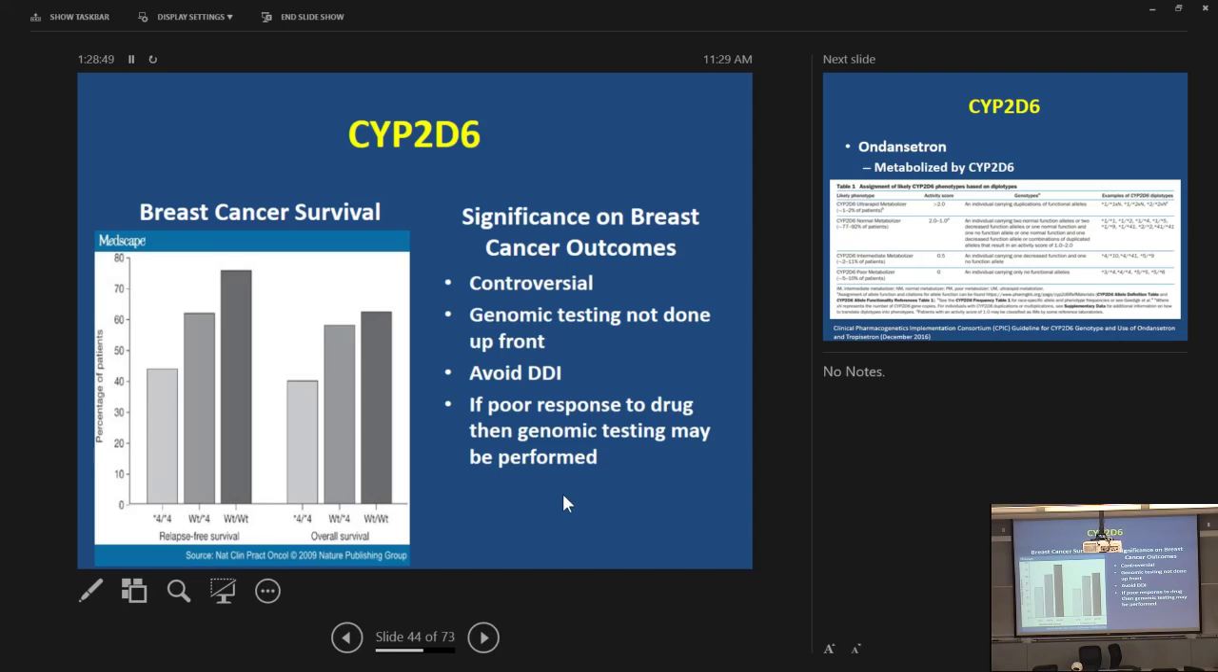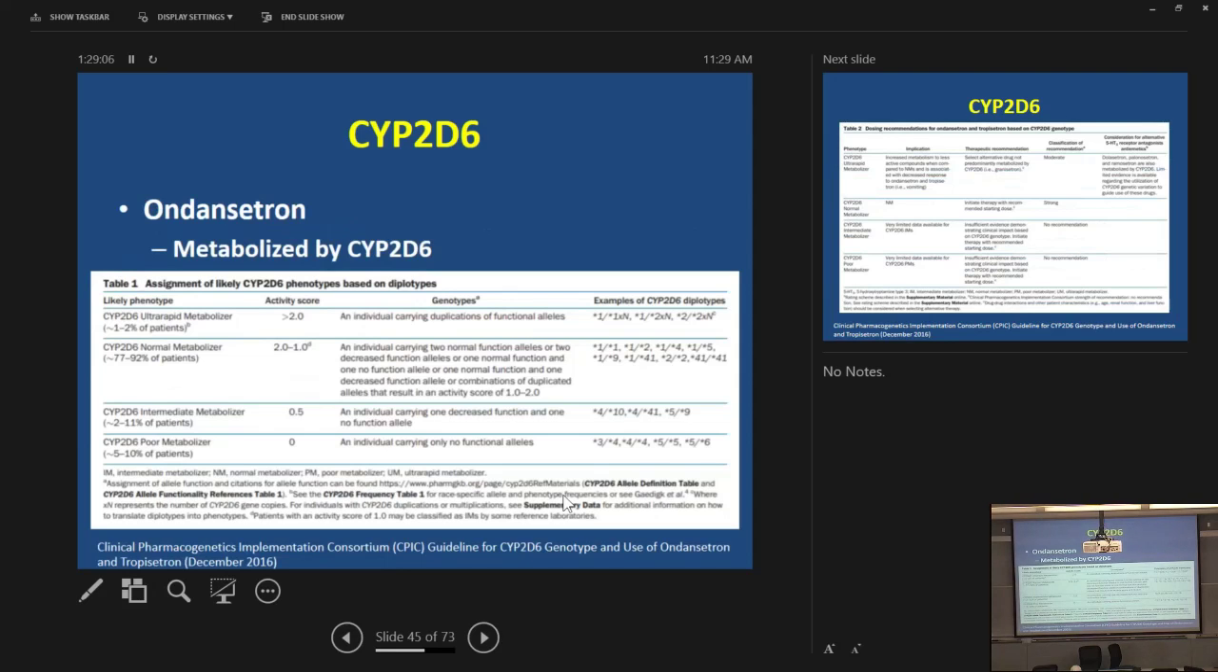Testing's controversial. We still don't routinely test in patients. We really do try to avoid these drug-drug interactions. And if a patient has a poor response when we know tamoxifen should be effective, then we're likely to go out and do some genomic testing. All right, now the other thing that we can look at for CYP2D6 is that it plays a role in metabolizing our 5-HT3 antagonists that we use for nausea and vomiting. Okay, so ondansetron is the main 5-HT3 antagonist that we use in the United States that has primary metabolism through CYP2D6.